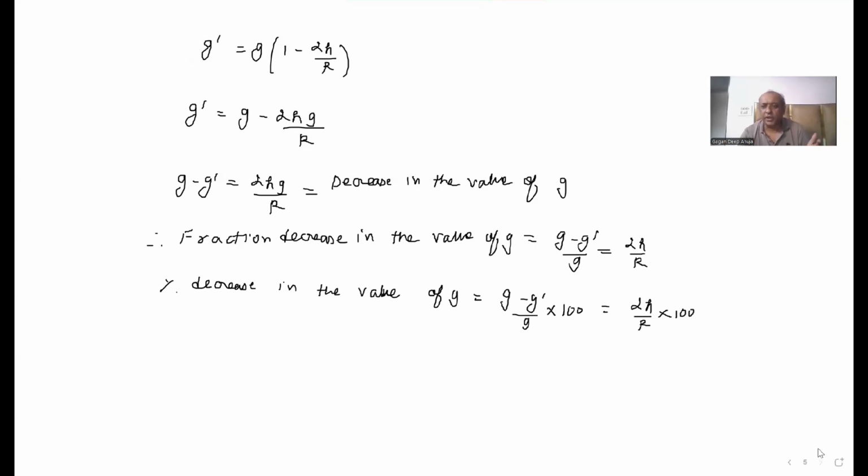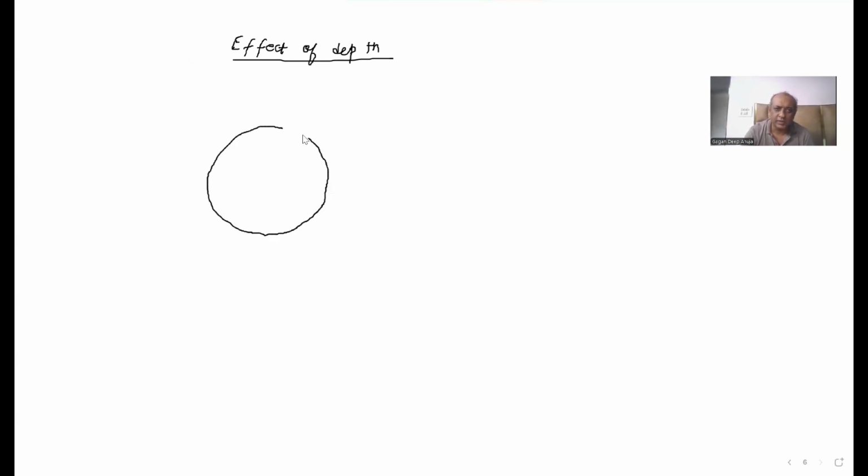Similarly, acceleration due to gravity also varies with depth. So let us see the effect of depth. Let us consider, assuming that Earth is a homogeneous sphere, that O is the center and R is the radius. Again, Earth is having some mass, capital M. So capital M here is the mass of Earth.